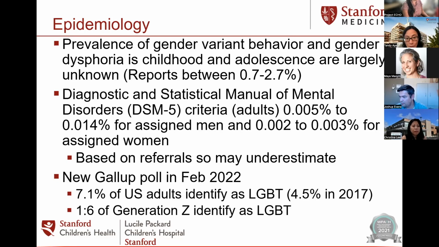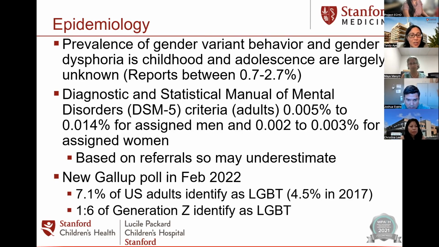So when you compare those numbers to what we have today, it seems like the numbers are just increasing and increasing. The new Gallup poll, from February of 2022, because that's when they always give out the data, shows that 7.1% of US adults identify as LGBT. And that only covers LGB and T, so the other identities are not on there, which is a considerable increase from 2017 in just 5 years.